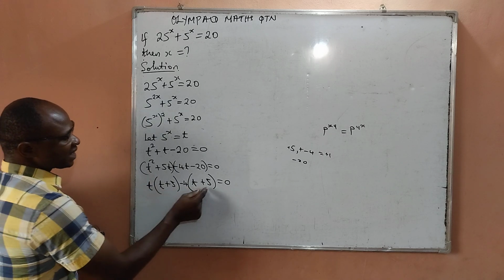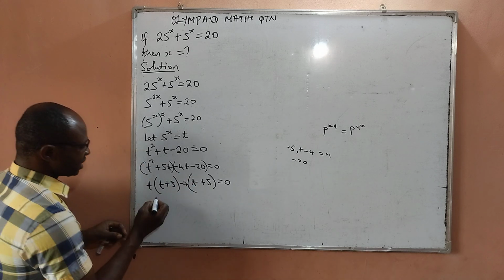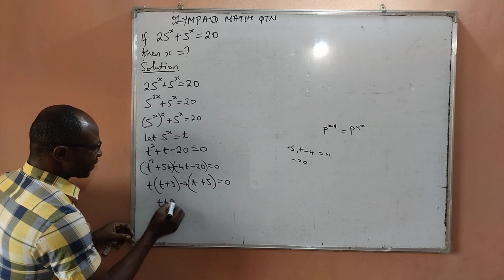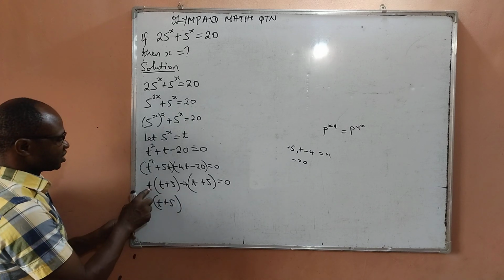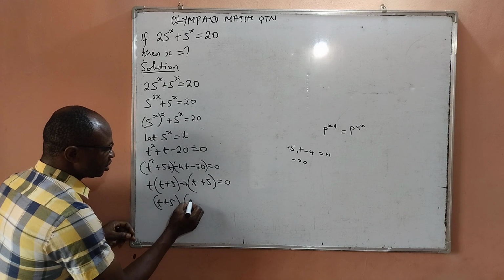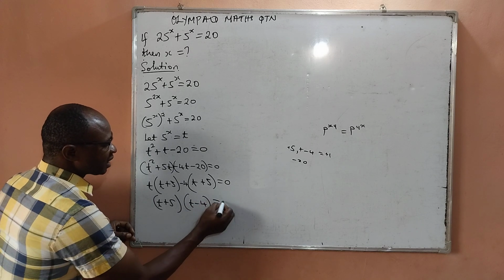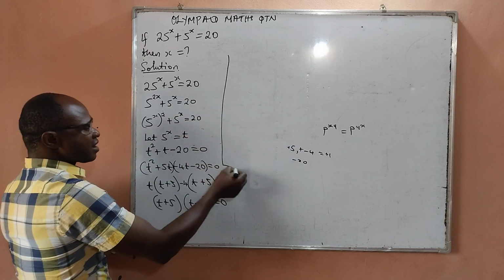The two brackets are the same. I will take one of them, and that is t plus 5. Then using the terms outside the bracket to form another bracket, which is t minus 4. t plus 5 times t minus 4 is now equal to 0. Very, very good.